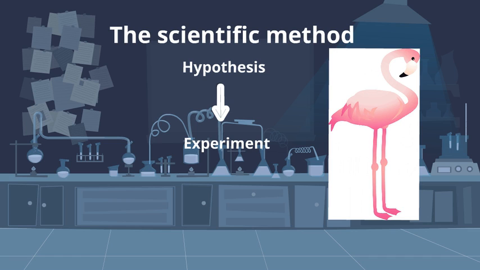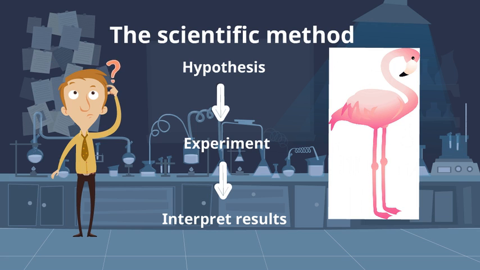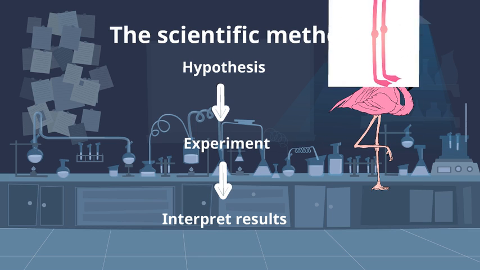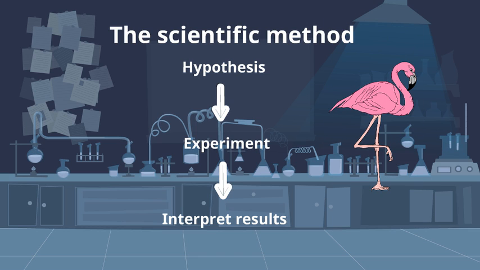The next stage of the scientific method is to interpret the results of the experiment. We have to see if the results support the hypothesis. If the results do support the hypothesis, we've discovered something. But we also have to be critical of our own results. Could anything have gone wrong? In the case of the flamingos, if they still stand on one leg when they are on dry land, we might conclude that the hypothesis was wrong. They are not trying to keep their feet dry after all. They stand on one leg for a different reason.